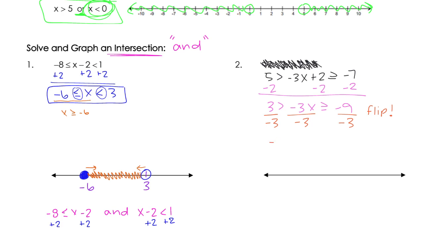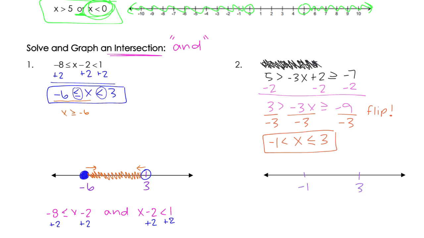So then we would now have -1, no longer greater than, it would now be less than x. And then we would have no longer greater than or equal to, it would now be less than or equal to a +3. So then that would be our final answer there. So then if I go to graph this again, we would have -1 on the left, 3 on the right.